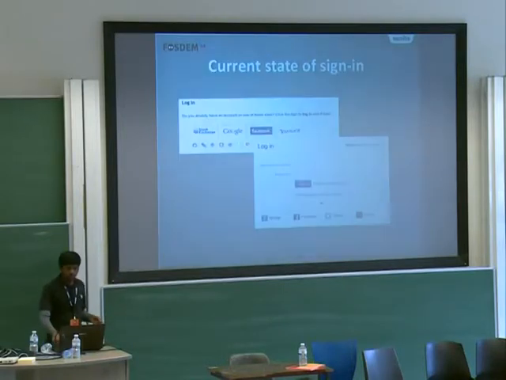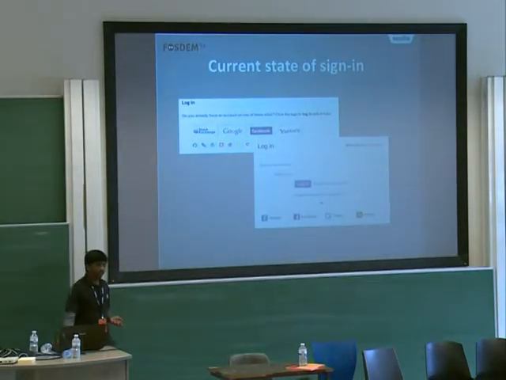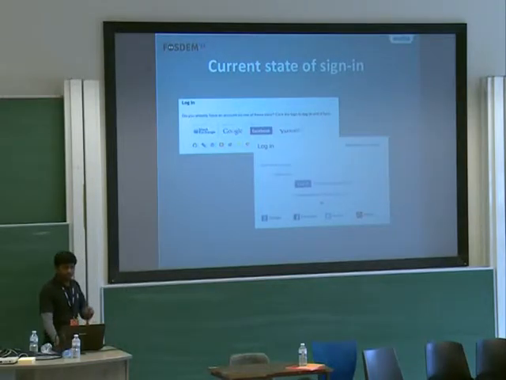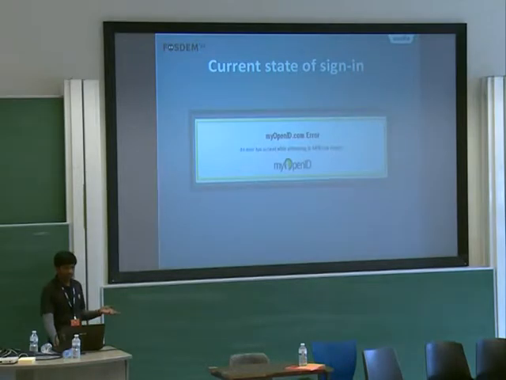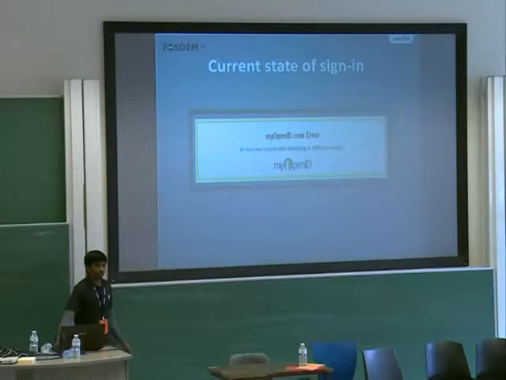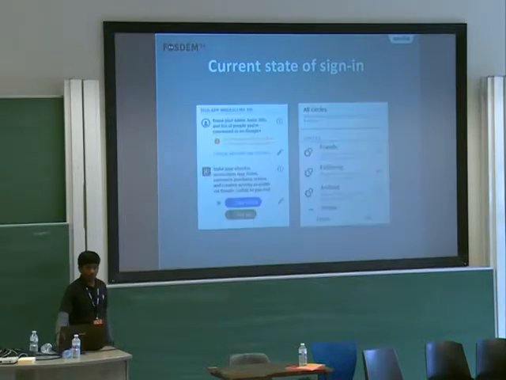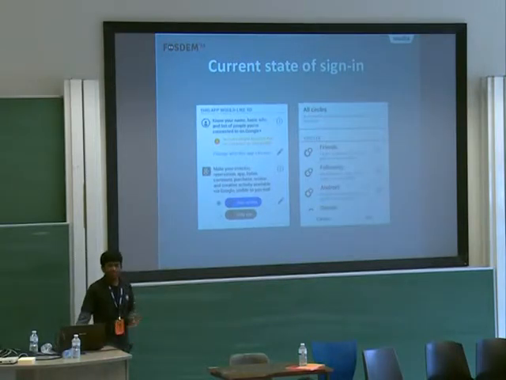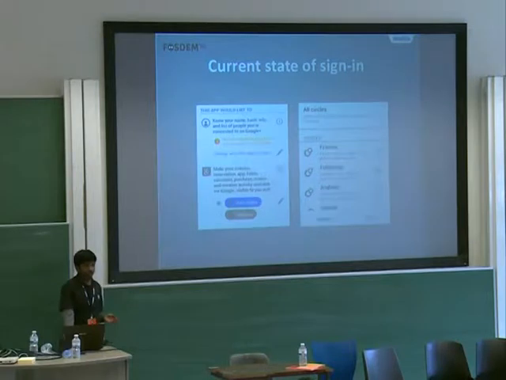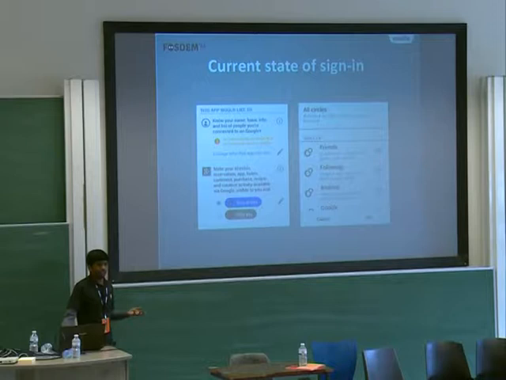So I'll just show you what's the current state of sign-in. This is how, when we see a website, it asks you to log in via Google or Facebook or Yahoo. These are the kinds of errors we come across when we try to log in via Facebook and all. And this is the main concern of everyone, that everyone's information is being shared on social networks, which in turn has a lot of privacy issues.